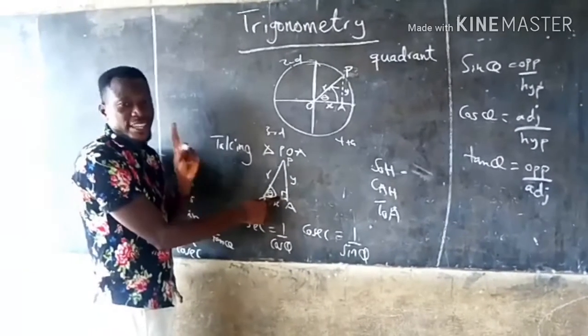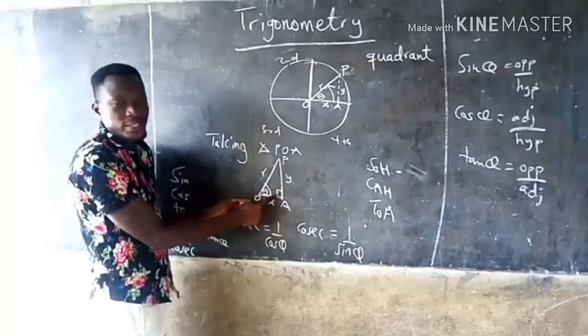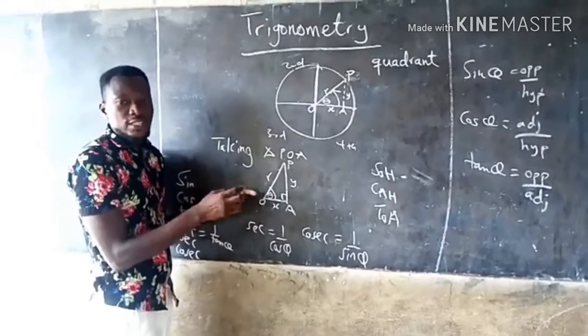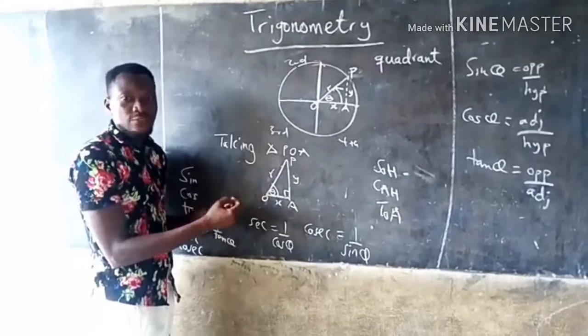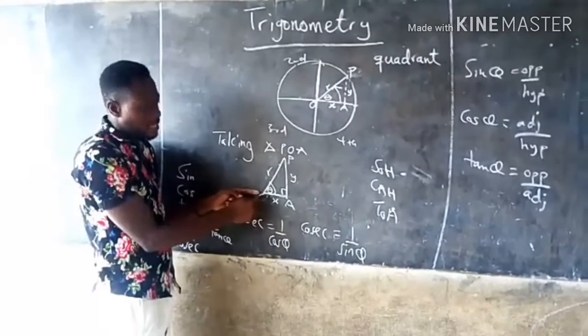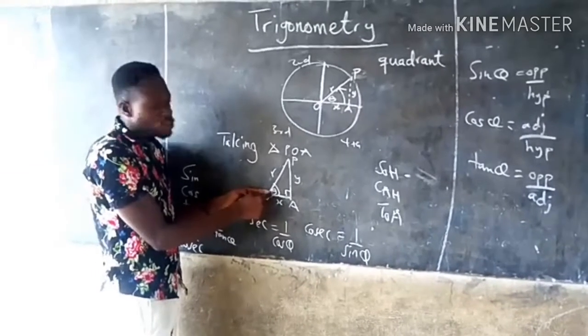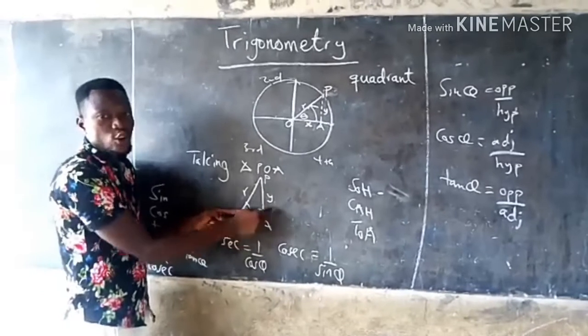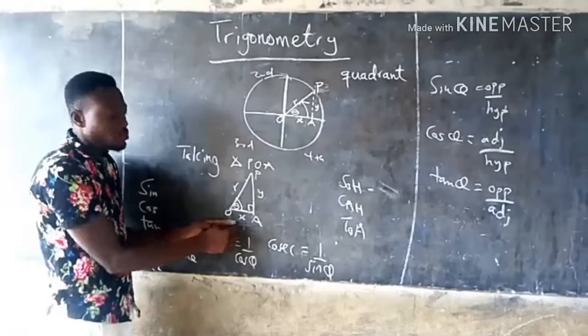I'm going back. For you to identify hypotenuse, always look out for this 90-degree symbol. The side that is directly opposite to this 90-degree symbol will give you hypotenuse. Then for you to get opposite and adjacent, look out for the main angle in the diagram. The main angle here is theta. So this theta is directly opposite to line PA, so line PA represents opposite. Then the remaining side will be your adjacent.